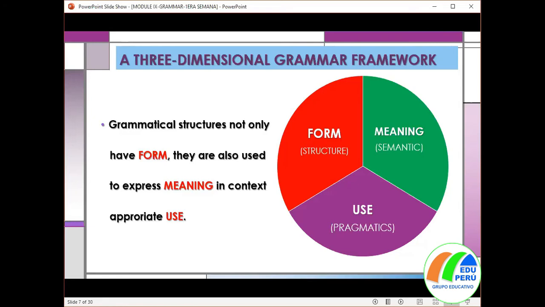And finally, the use, the pragmatics. Notice what it says here: appropriate context. In which context are we going to use this structure? So remember, when we analyze a grammatical structure, we analyze the form, the meaning, and the use. The form is the structure. The meaning is the semantics. And the use is the pragmatics, the praxis. How do you use this structure, in which context?